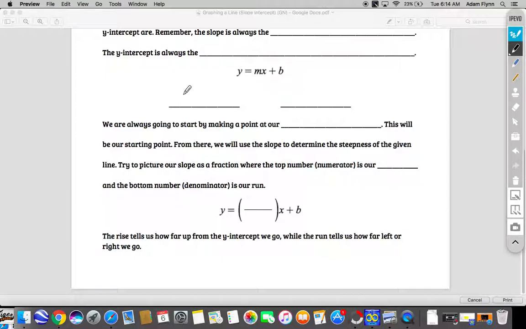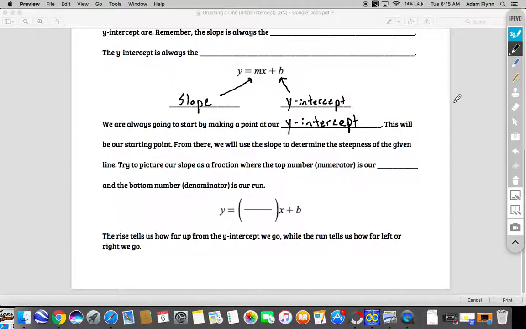Okay, so we've got our slope, as we just talked about, which is this m right here, and we have our y-intercept as well. Okay, so we're always going to start by making a point at our y-intercept. And our y-intercept is always on the y-axis. So our first point will always be on the y-axis.